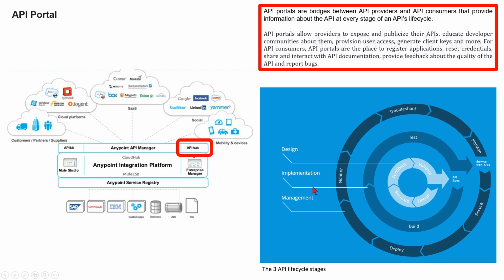the next step is implementation. Here you can see two steps: build, and then test. Build is connected to test here, and test is connected to service with API.